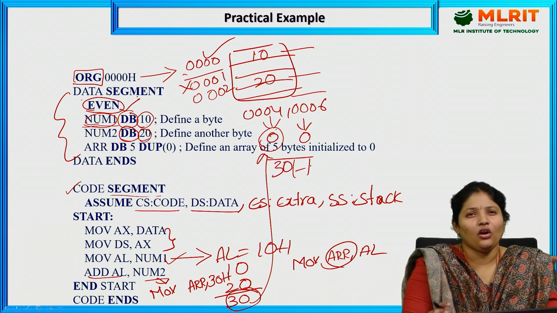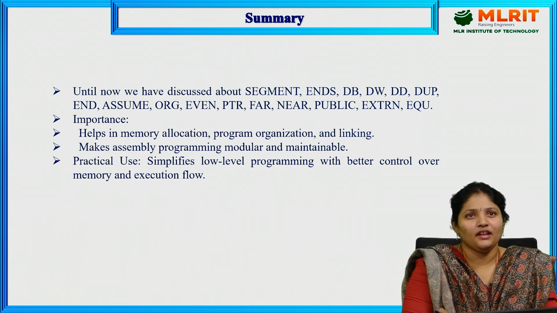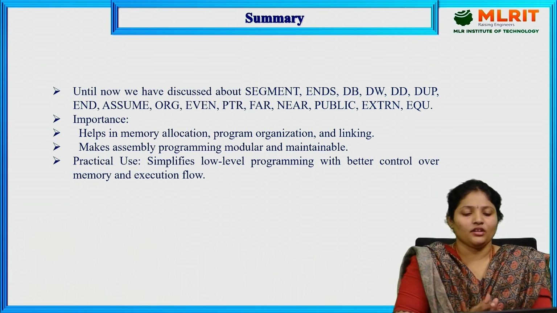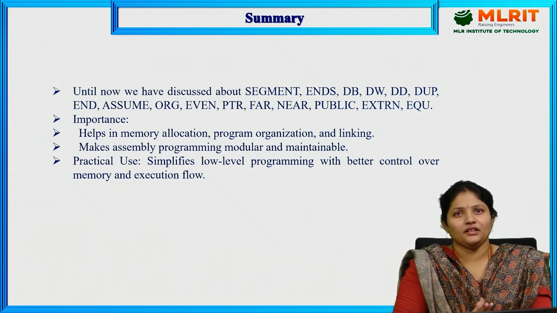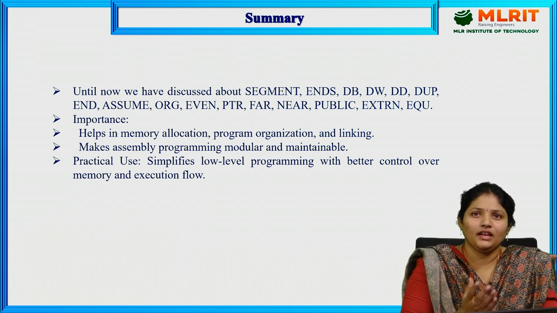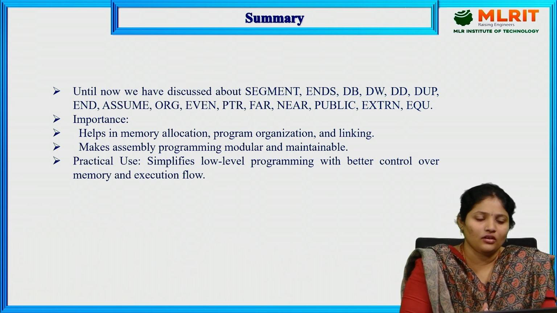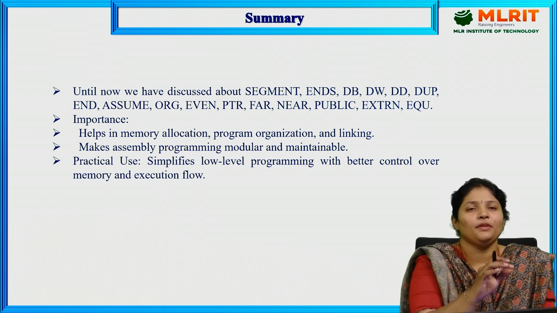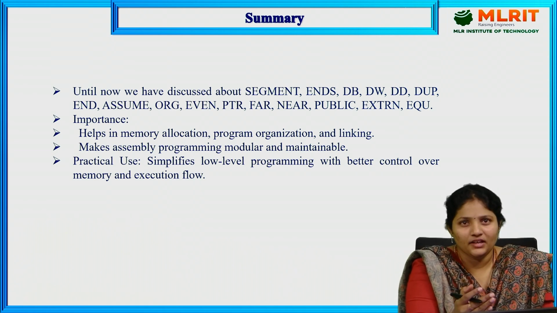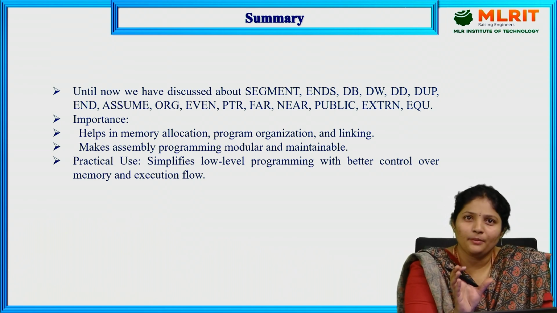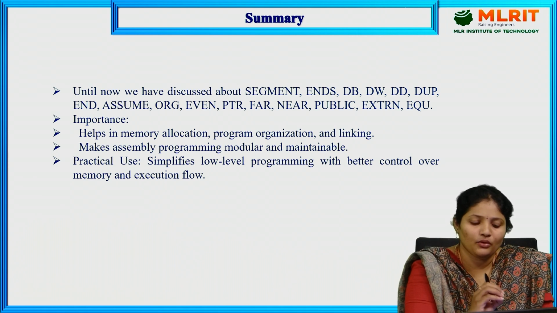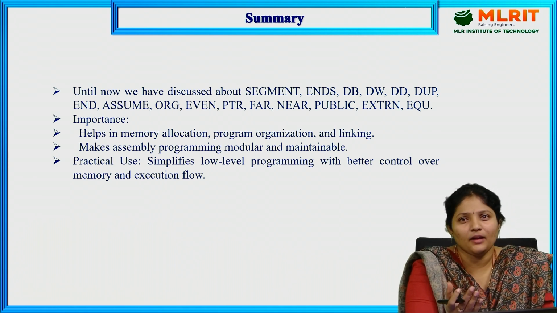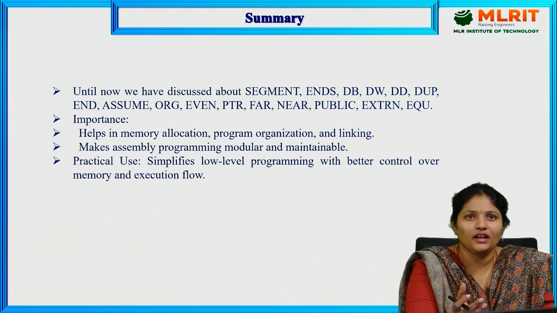So this is all about the assembler directives present in 8086. Until now I have discussed the segments, the assembler directives present in the segments, the linking procedures, externs, all these things. Why are we using these assembler directives? Because they help in allocating memory, program organization and program structure. They have practical use to simplify programming for better control of memory and execution flow.